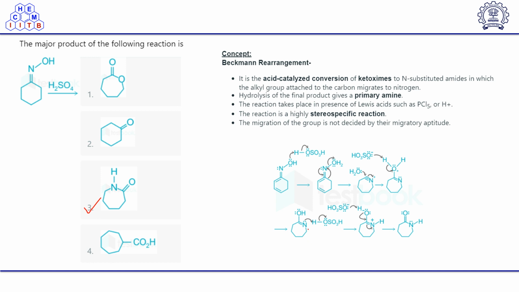Then this nitrogen will abstract a proton from the sulfuric acid, and this will tautomerize to give the corresponding N-substituted amides. So this is known as Beckmann rearrangement. It is the acid catalyzed conversion of ketoximes to N-substituted amides.